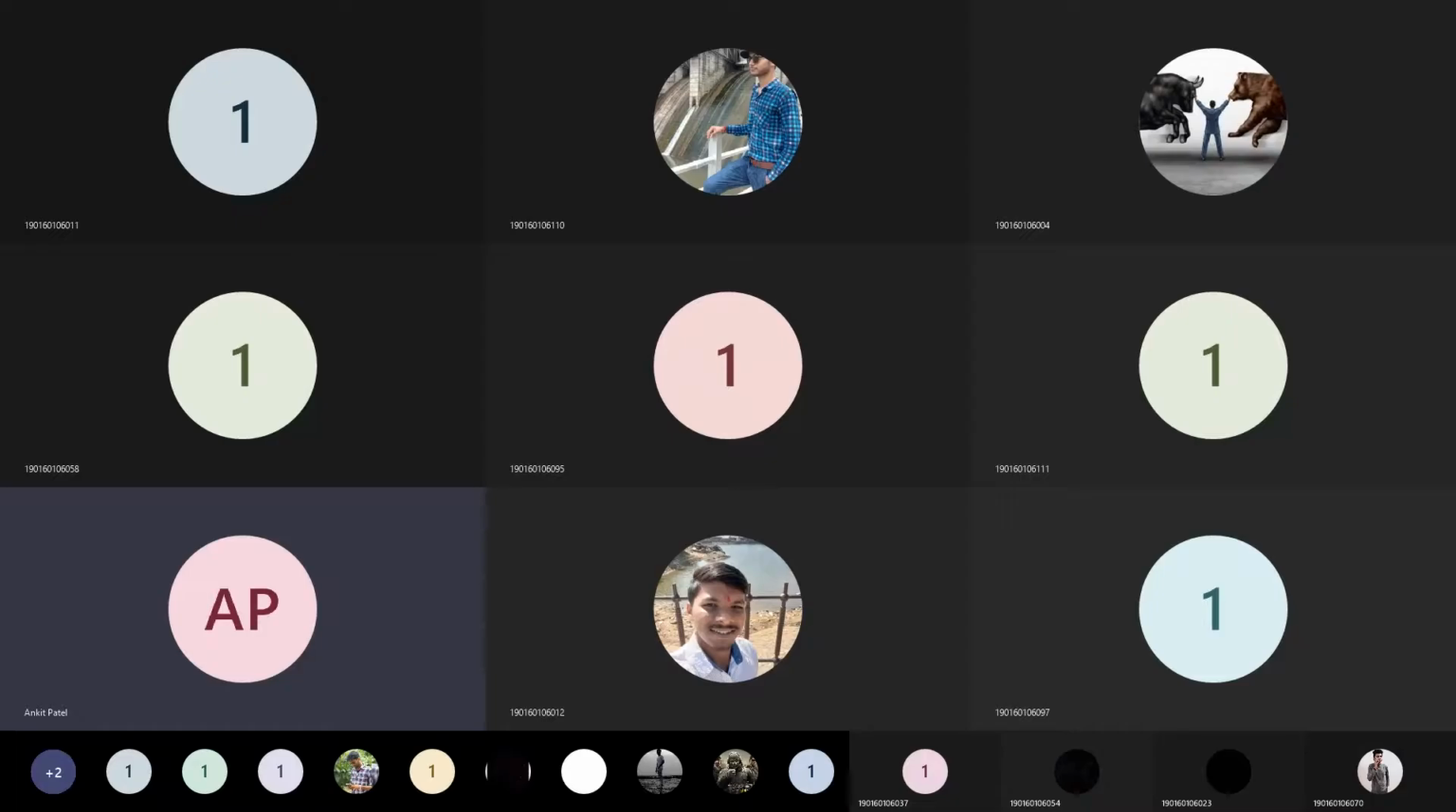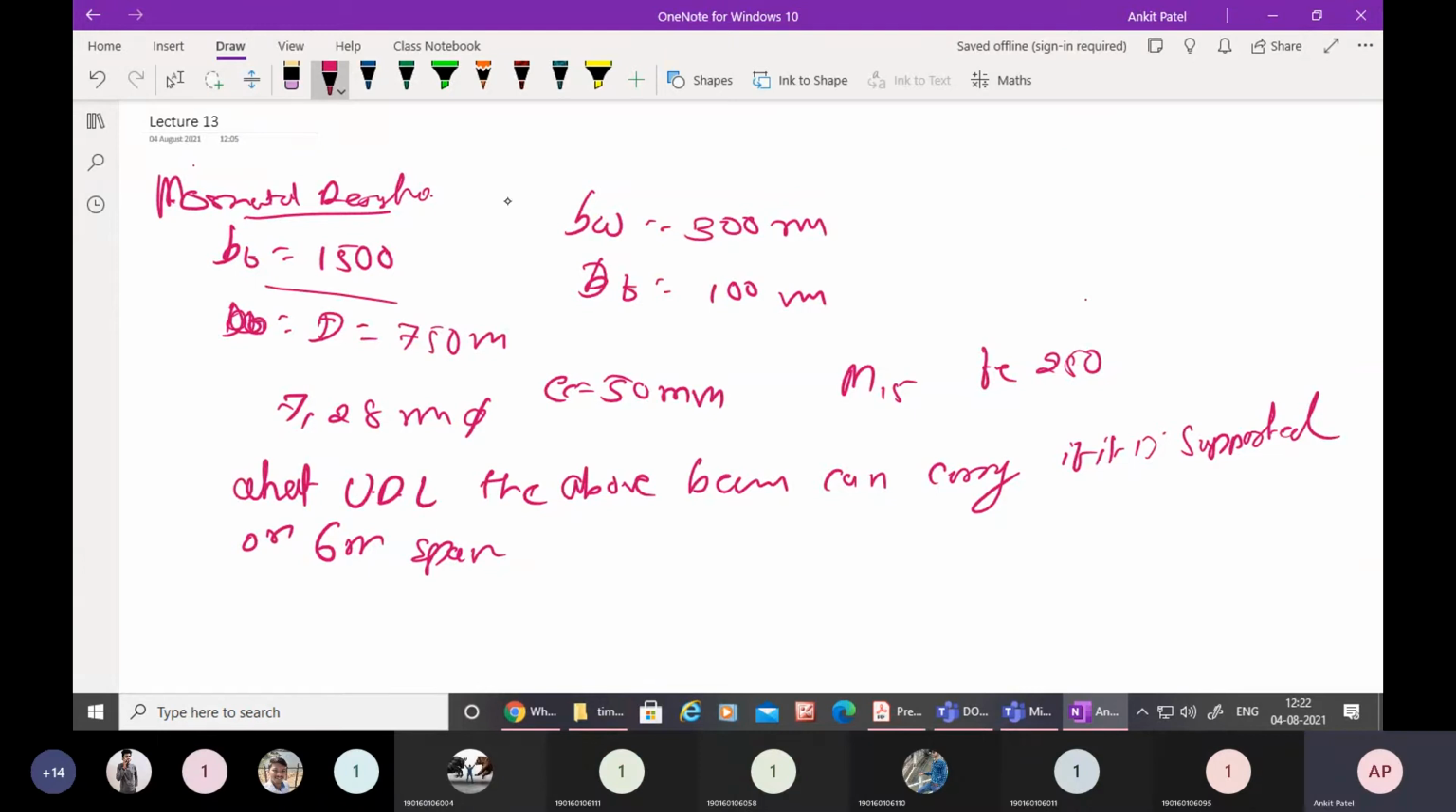Your BF is 1500, width of flange is 1500, width of web is 300, depth of flange or depth of slab is equal to 100 mm. Overall depth is equal to 750 mm, and total reinforcement is 7 numbers of 28 diameter bars. M15 grade you have to use, and Fe 250 grade of steel that you have to use.